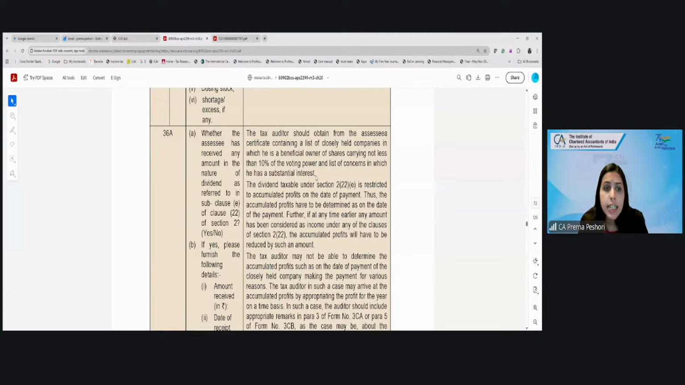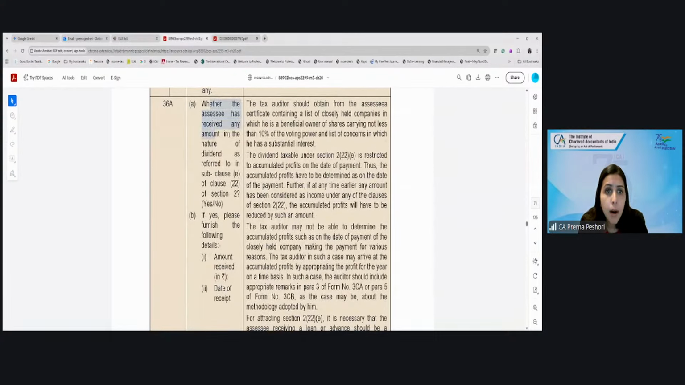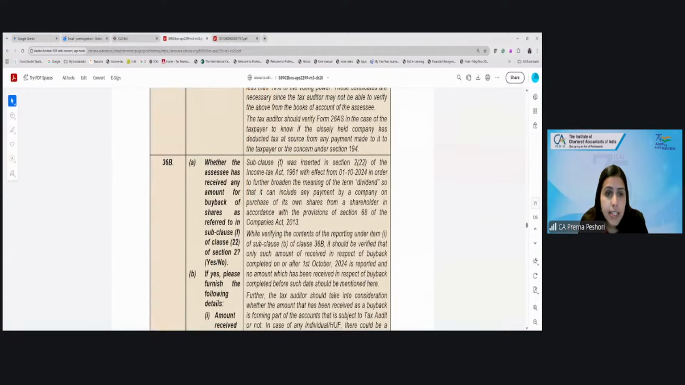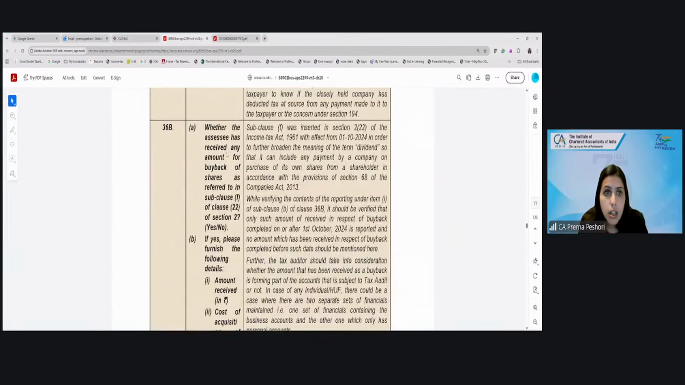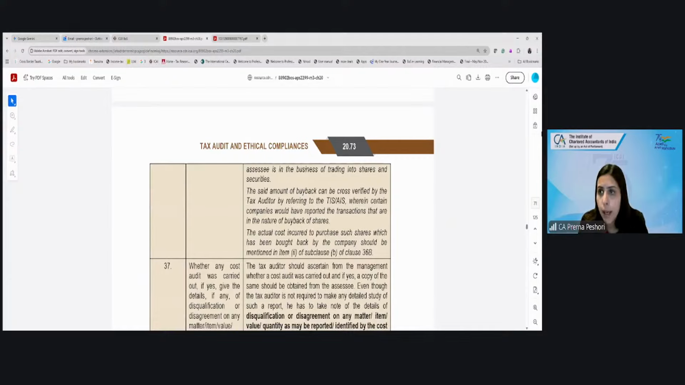Fine. Next is 36A, whether the assessee has received any amount in the nature of dividend referred to in 2(22). Whether the assessee has received any amount for buyback of shares as referred to in 2(22)(f). If yes, please furnish the following details: the amount received, the cost of acquisition on the buyback of shares.